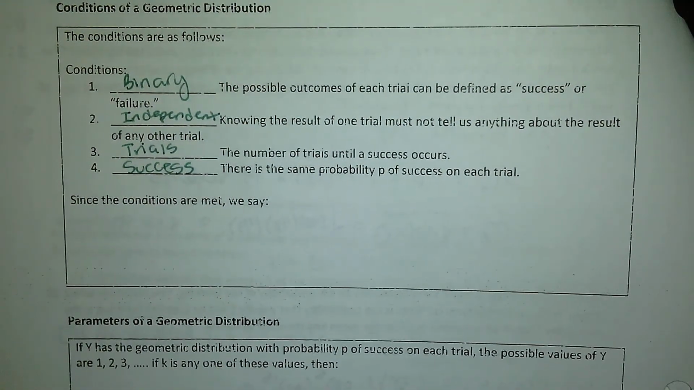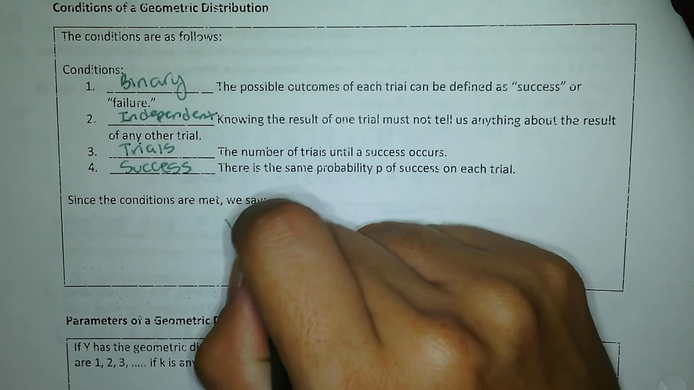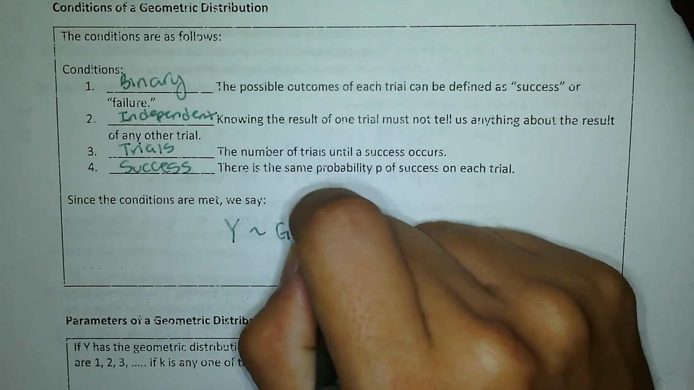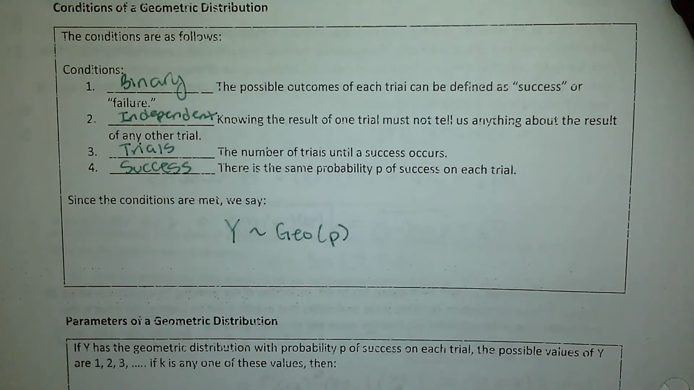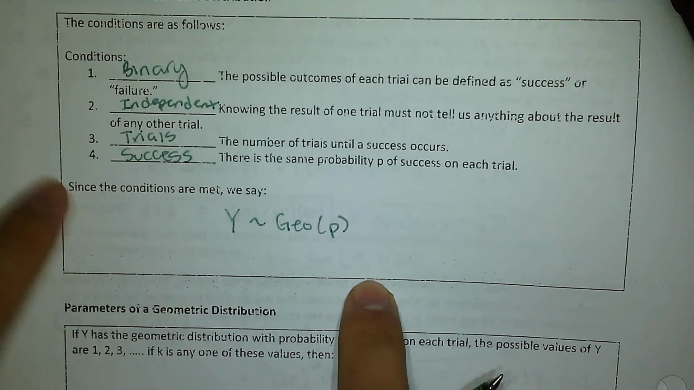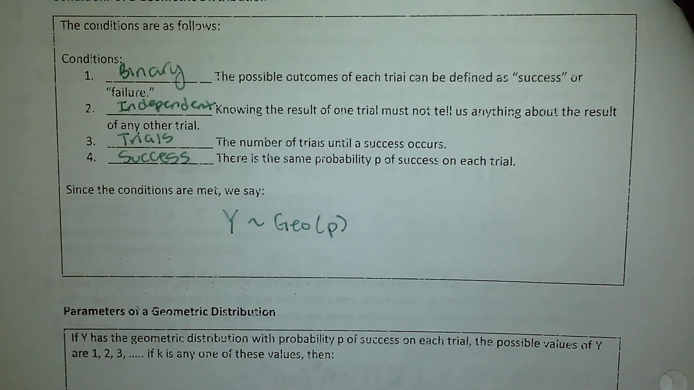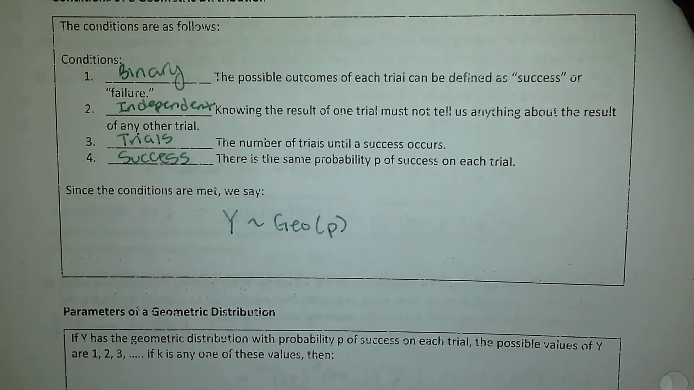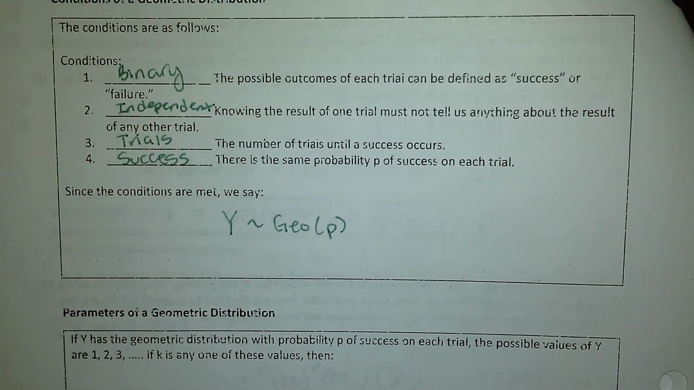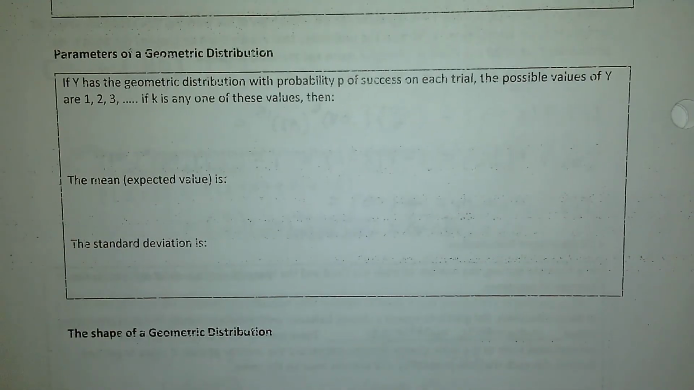And since the conditions are met, we say that y is distributed geometrically with parameter p, or the characteristic p. So y has a geometric distribution with probability of success p. That's what this small little statement means if these four conditions are met. So that is a little bit of an introduction to our geometric random variable. So let's take a look here at some parameters of a geometric distribution.